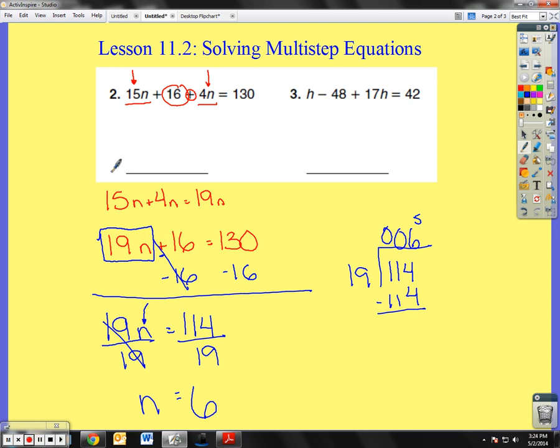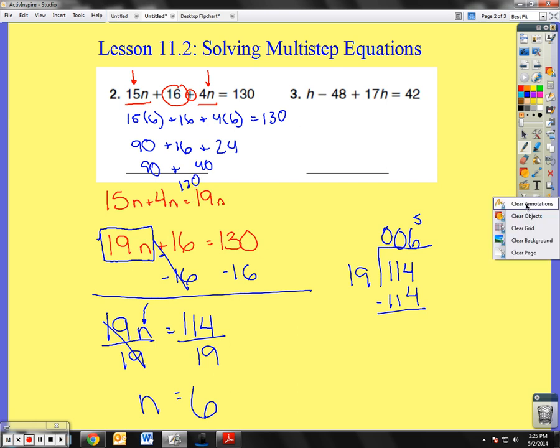If I were to substitute it back in, I'd have 15 times 6 plus 16 plus 4 times 6 would hopefully equal 130. 15 times 6 gives me 90 plus 16 plus 24, or 6 times 4 is 24. Let's see, these two together, 16 plus 24 gives me 40. 90 plus 40 gives me 130. That's how I could solve that one.